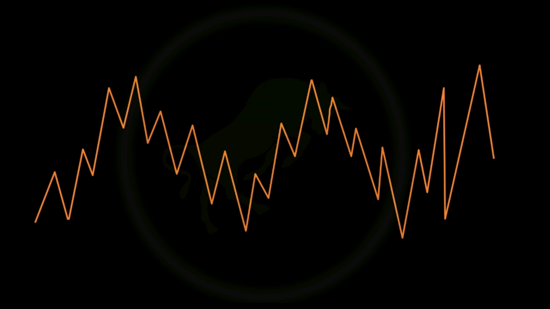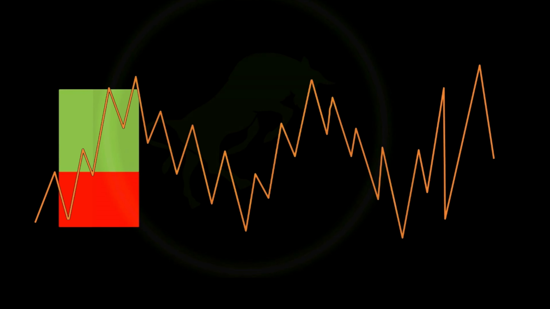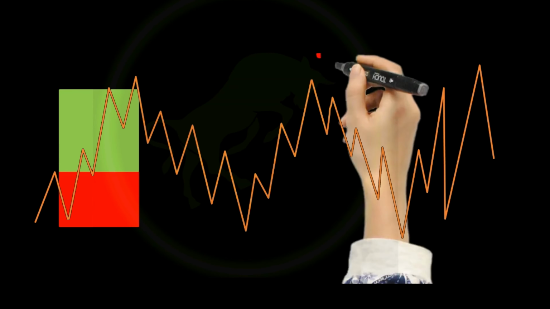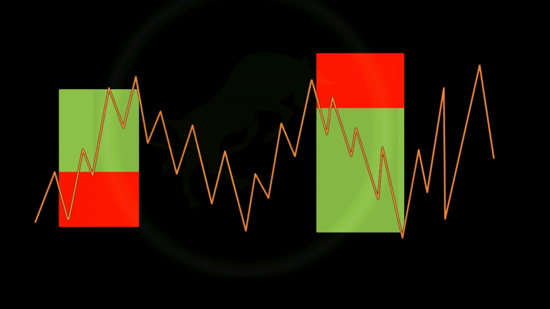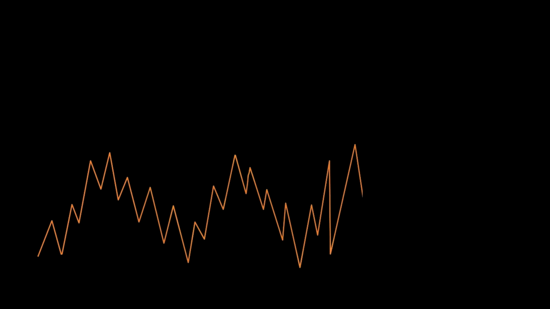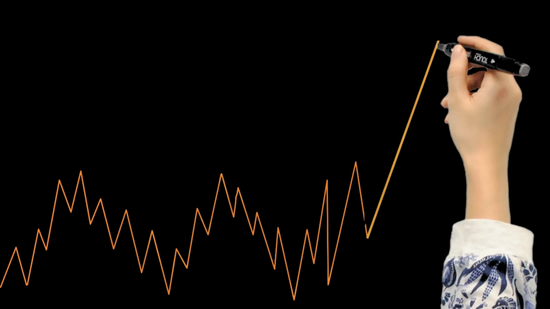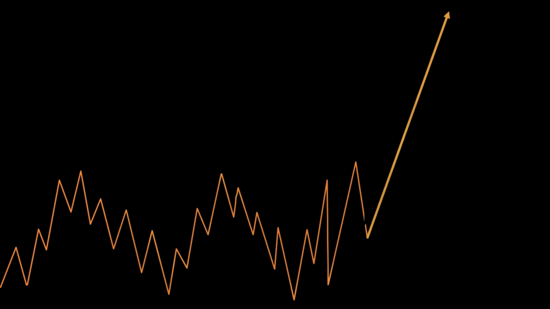How to trade support and resistance. Buy at support. When the price approaches a support level and starts to bounce, this is a potential buying opportunity. Sell at resistance. When the price approaches a resistance level and starts to reverse, this is a potential selling opportunity. If the price breaks through support or resistance, be prepared to trade the breakout in the direction of the move.